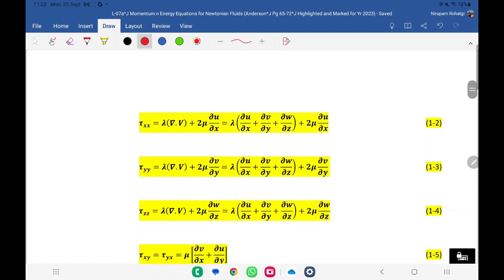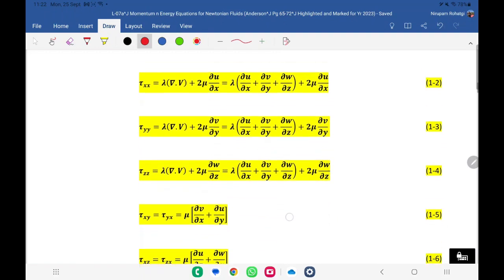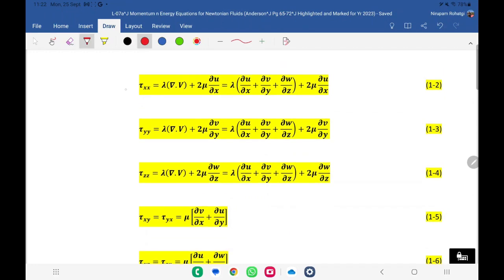So what are these equations? We may even say 9 equations for 9 stresses: tau xx, tau yy and tau zz. When we talk about normal stresses, it is given like this: lambda times divergence of velocity plus 2 mu into del u by del x. Okay. Same for all of them. You can remember them just by rotation. Okay. So instead of remembering them individually, remember one and try to rotate it.